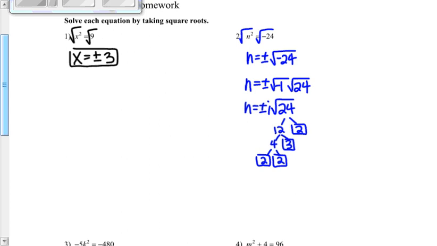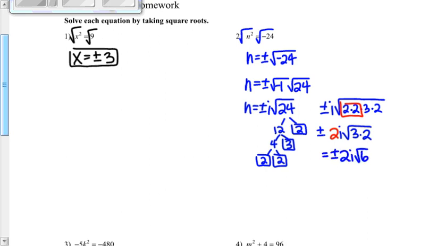So if I rewrite my answer, I have plus or minus i square root of 2 times 2 times 3 times 2. If I look for pairs, I have a pair of 2's. So that means that the 2 comes out in front. We still have a plus or minus, still have the i, and then we have 3 times 2 under the square root. So my final answer would be plus or minus 2i square root 6.